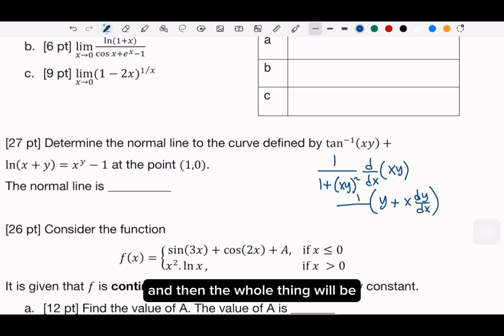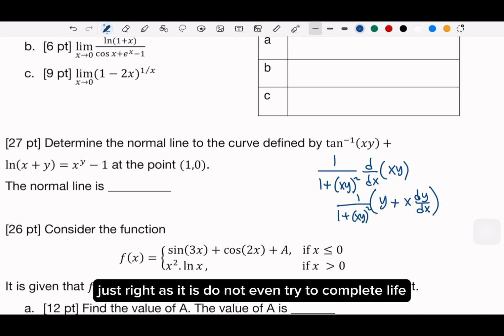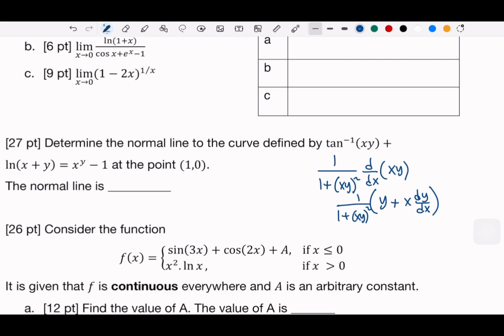And then the whole thing will be that. Okay. Just write it as it is. Do not even try to multiply. You will make your life difficult. Just write first.